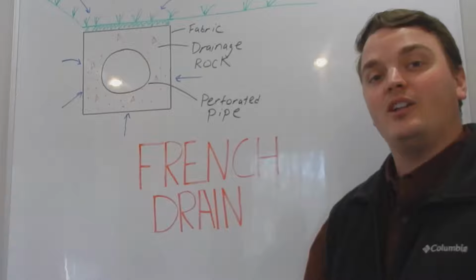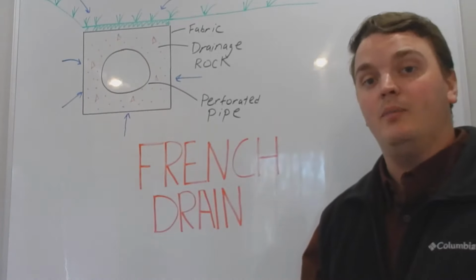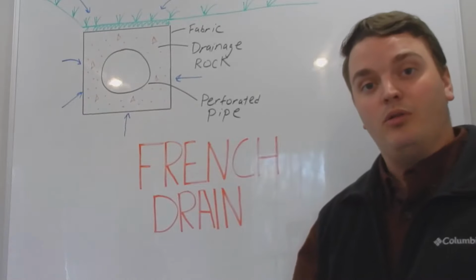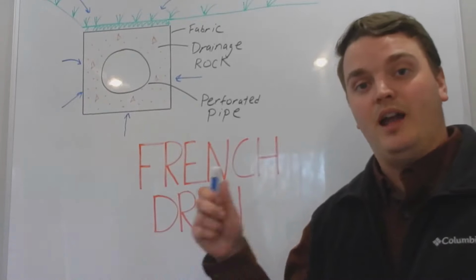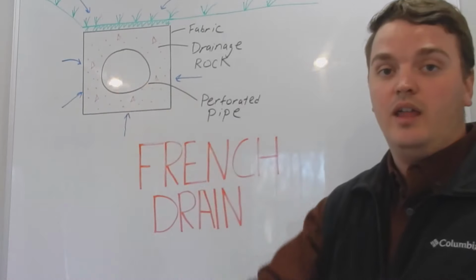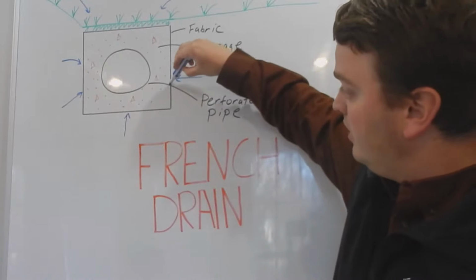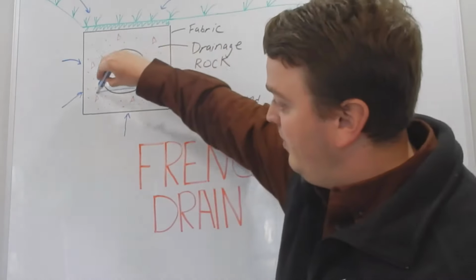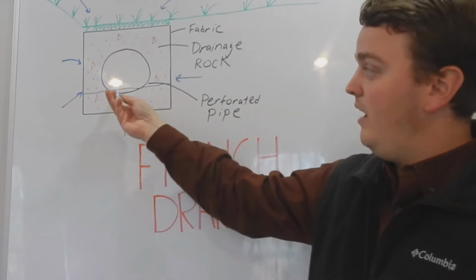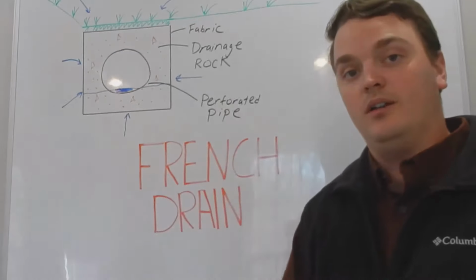So the water actually enters into the perforated pipe. Now, perforated pipe is just a fancy way of saying a pipe with holes in it. So throughout the whole length of the pipe, it actually has holes that allow the water to get into that pipe. Once the water starts filling up in this trench, it hits a certain level in the pipe, right about there, where the water can actually travel through the pipe and out to a pop-up drain.